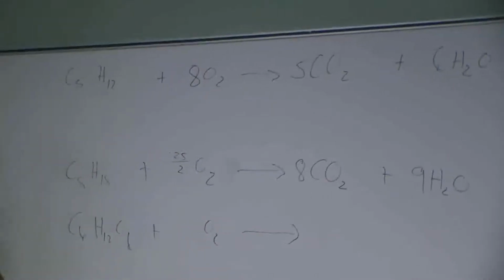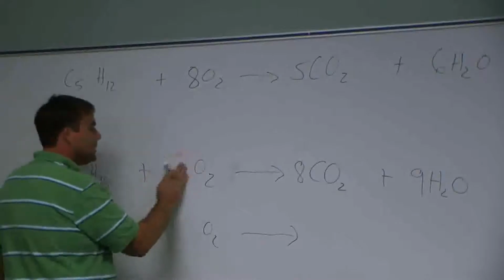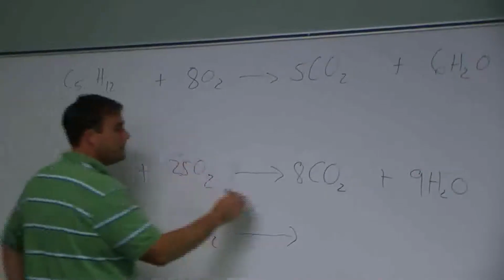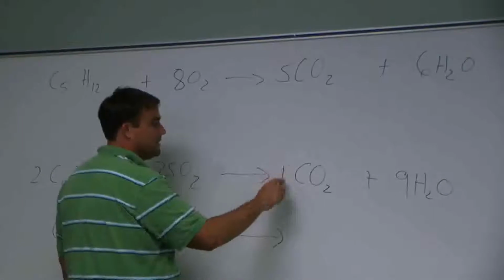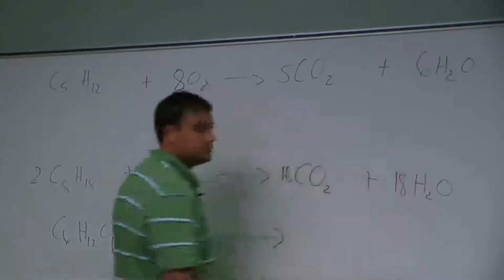Okay, what are we going to do? Multiply everything by 2. So that's going to be a 2. That's going to be a 25. That's going to be a 16. And 2 times 9 is 18.